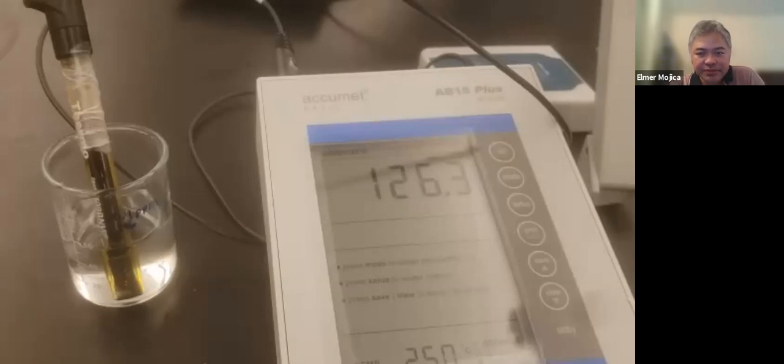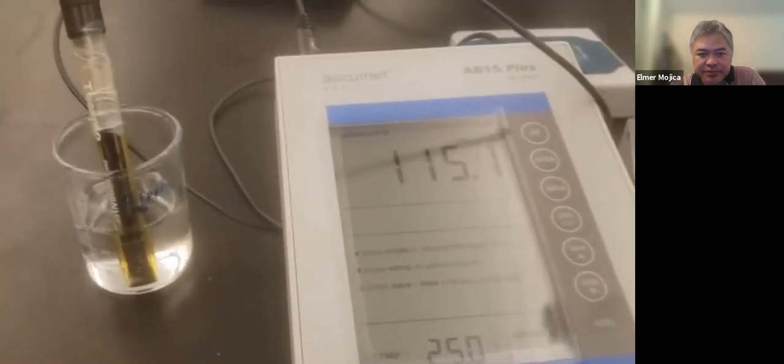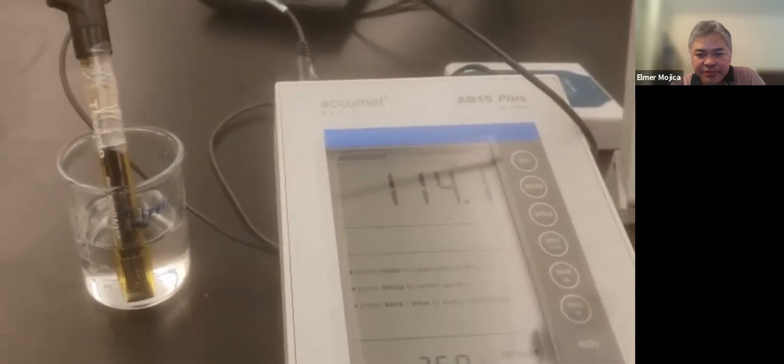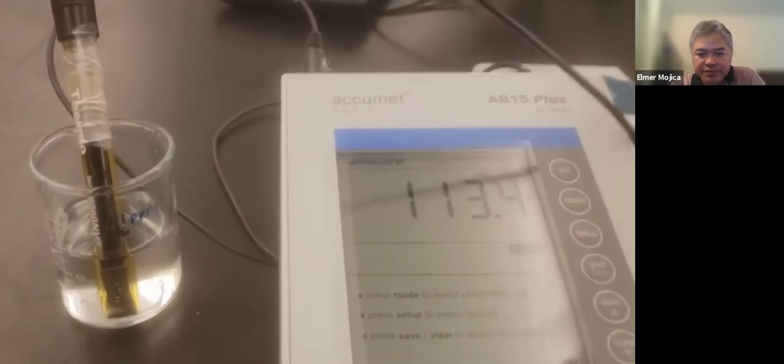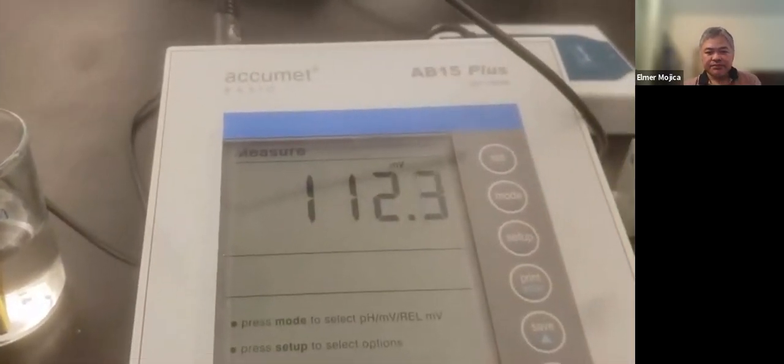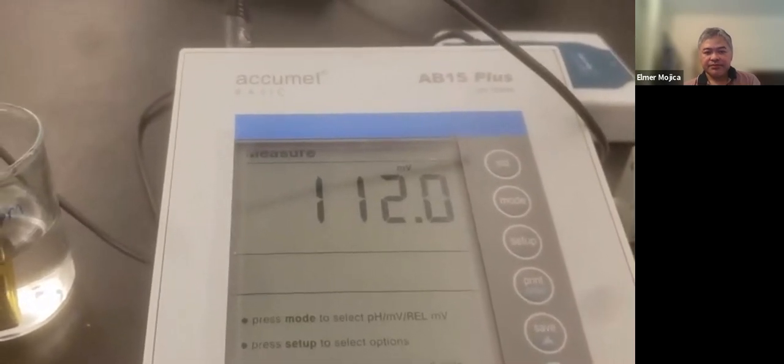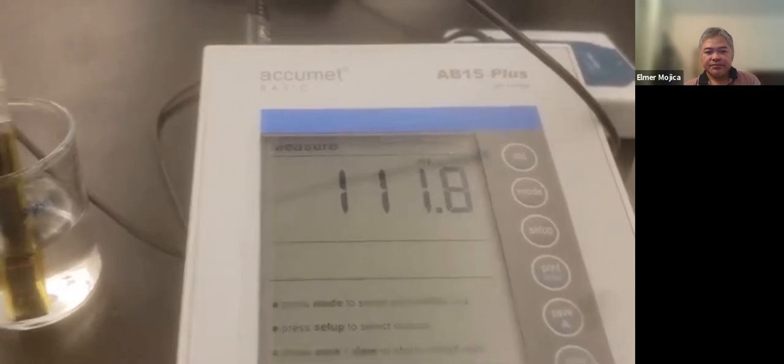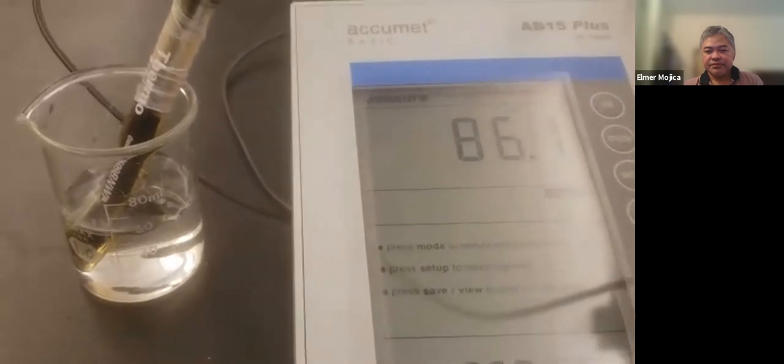The next thing that we're going to do here is to get the reading of 0.1 ppm fluoride. As you could see, it's not as high as the one that we have earlier. So 112.3. So it's stable now. Now we have 1 ppm. We will wait for the sample to stabilize. As you could see there, it's showing already.